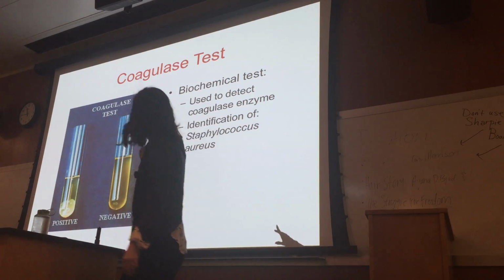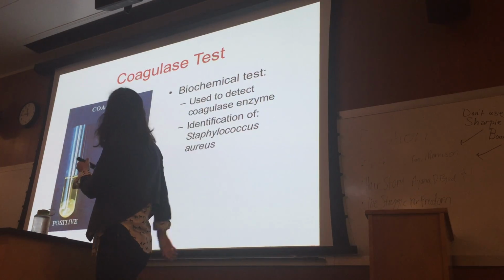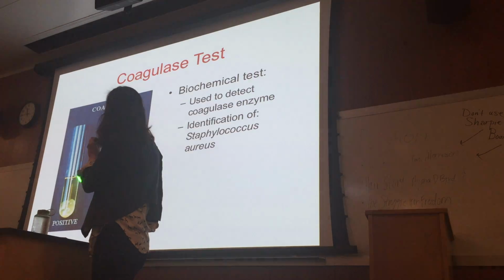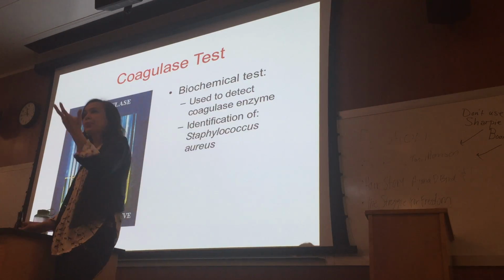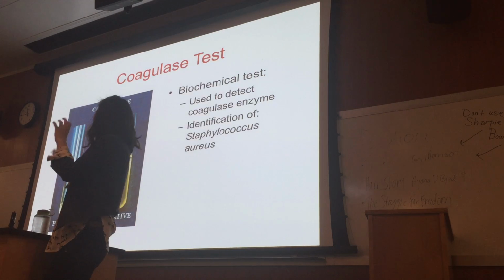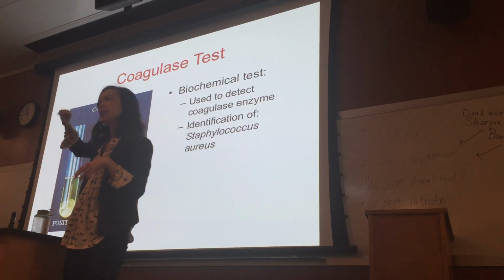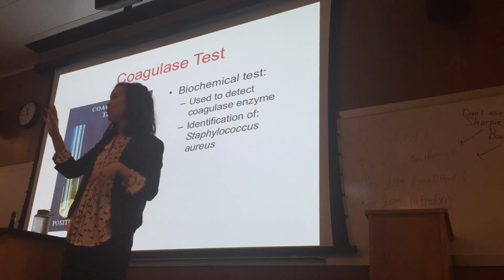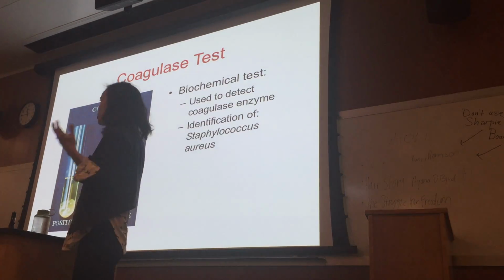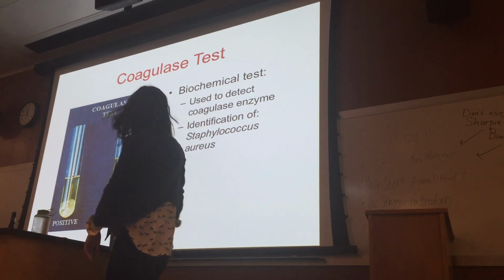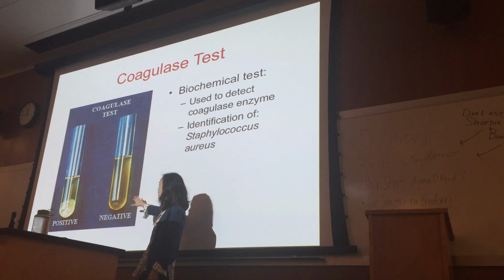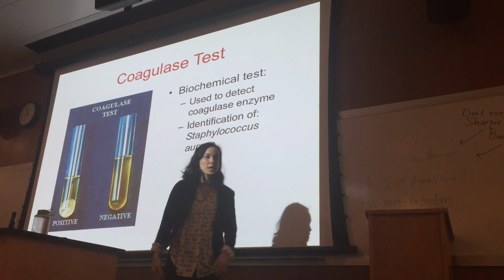And if you inoculated Staph aureus into the rabbit plasma, that plasma would actually gel up. So it would start clotting. And when you pull it out of the incubator, it would be like a normal gelatin tube, where nothing would move. But in a negative result, it would remain fluid.